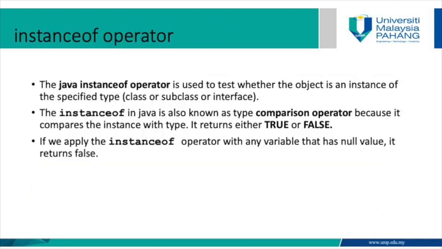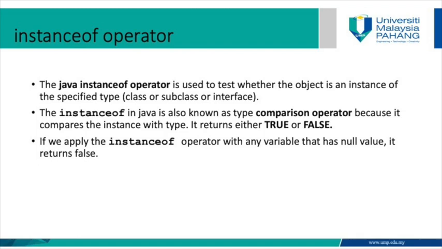So now let's learn about one of the Java operators. We call it instanceof. We use this operator to test whether the object is an instance of a specific class, such as a class, subclass or interface. The instanceof operator is also known as the type comparison operator, because it compares the instance with the type, so it will return either true or false.